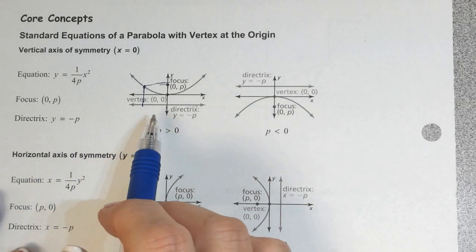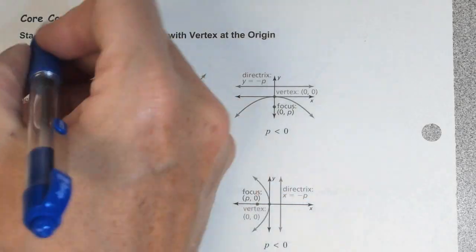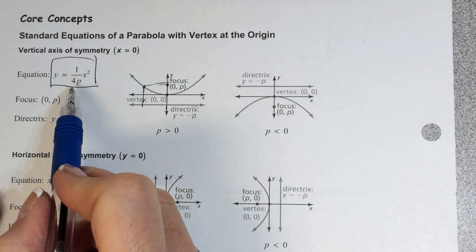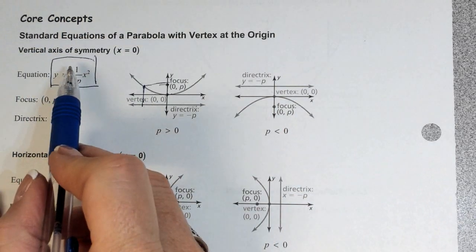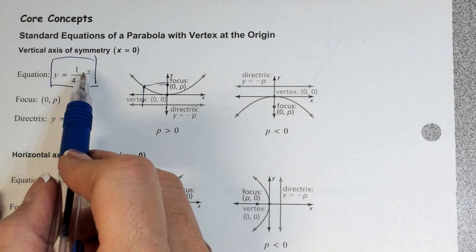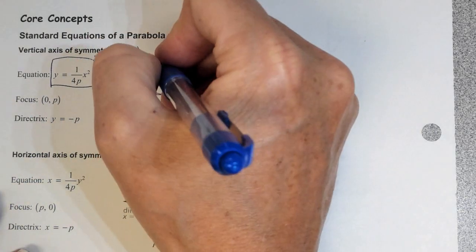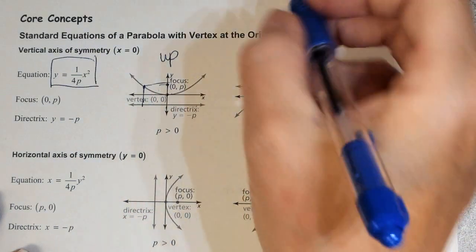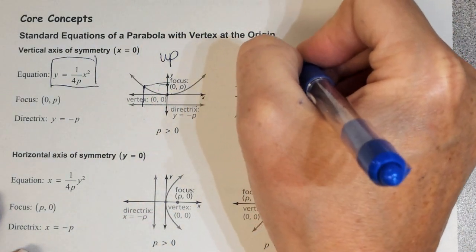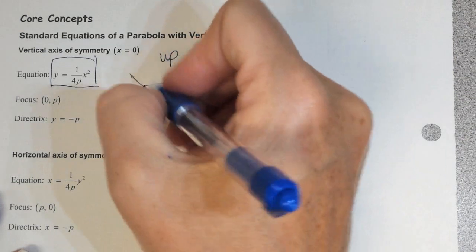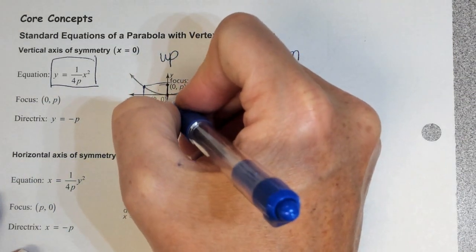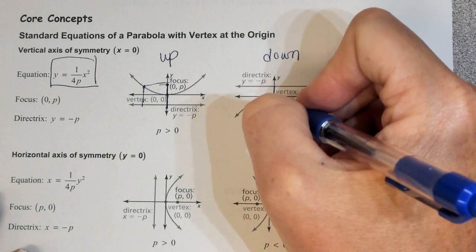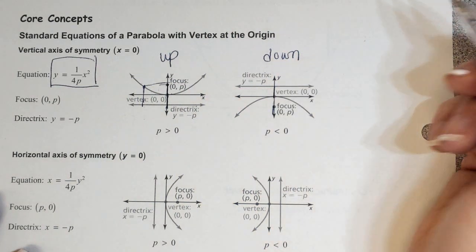So we're going to have two cases at first. Anytime we have y equals a, see we have a new name for a. A is now going to be 1 over 4p x squared. So we're going to use that if the parabola opens up. We're also going to use that if the parabola opens down. Again, remember, this distance is P, this distance is P. Same thing here. This distance is P, this distance is P.